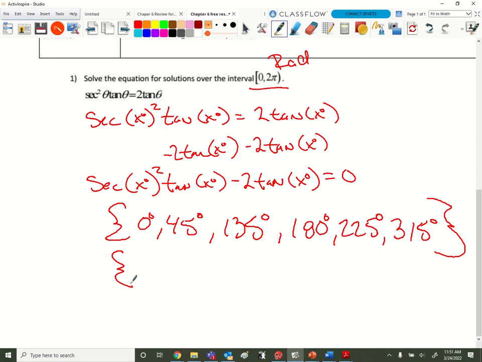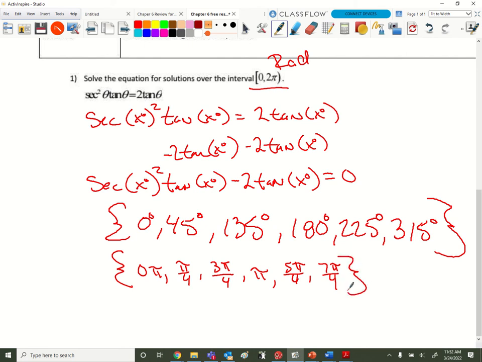So my answers in radians, it's 0 pi, or just 0. Next one's going to be pi over 4. 135 is going to be 3 pi over 4. 180 is pi. 225 is going to be, is that 5 pi over 4? I hope so. And my last one, 315, I think that's 7 pi over 4. I hope so.